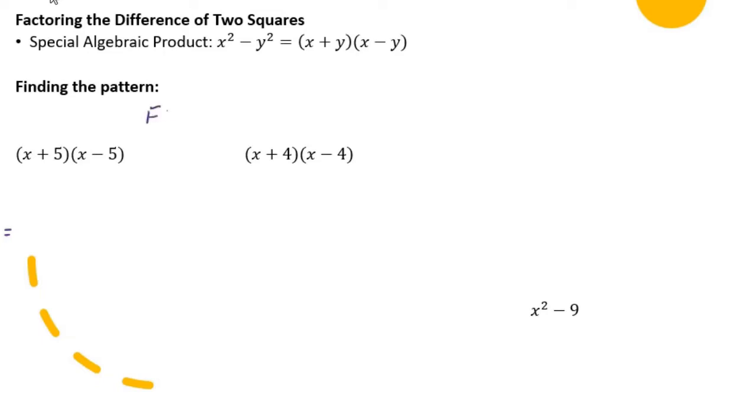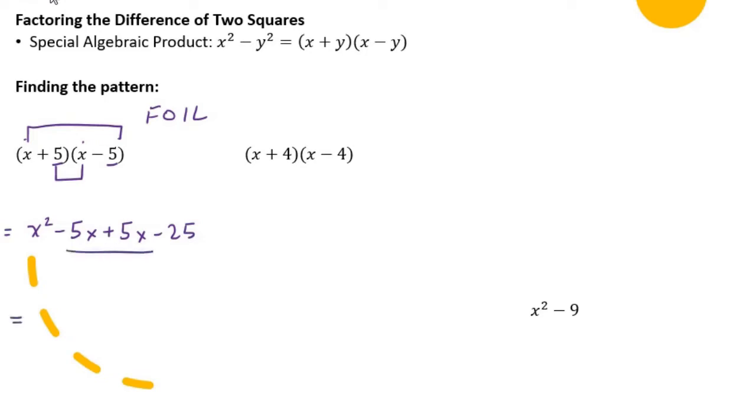Well, let's carefully FOIL it out. The first two, x times x, give me x squared. The outside two, x times negative 5, gives me negative 5x. The inside two, 5 times x, is positive 5x. And finally, the last two, positive 5 times negative 5, give me negative 25.